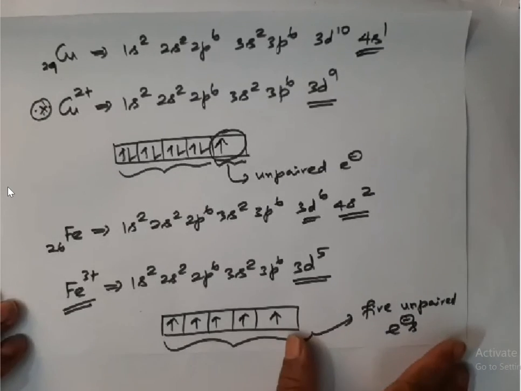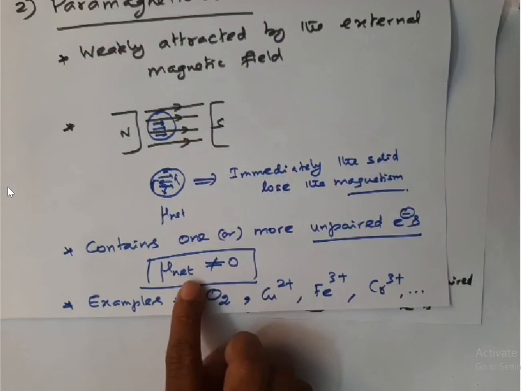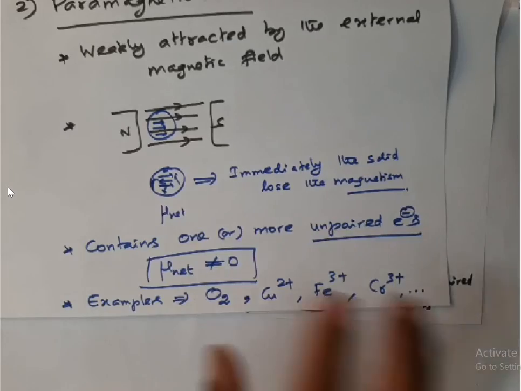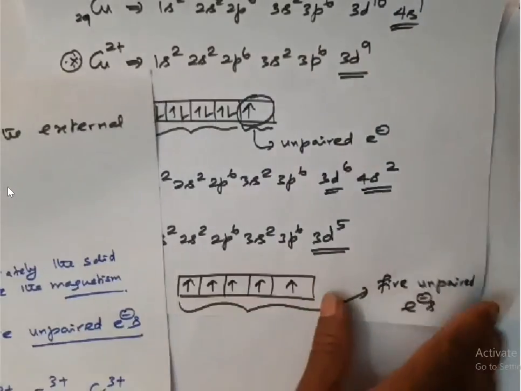Then the next one. And remember, a paramagnetic solid has a net magnetic moment. It is not zero. They have a net magnetic moment. They contain one or more unpaired electrons. Right? Then the third category.